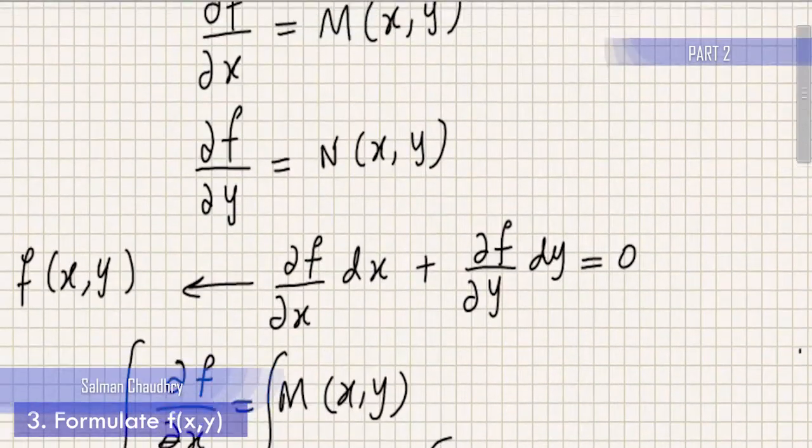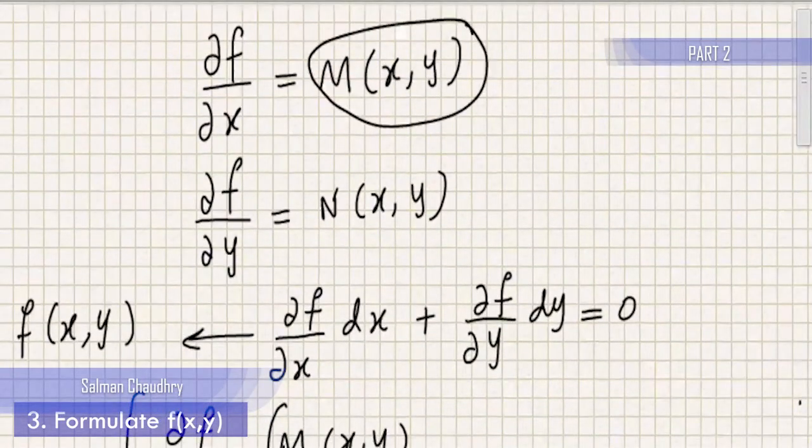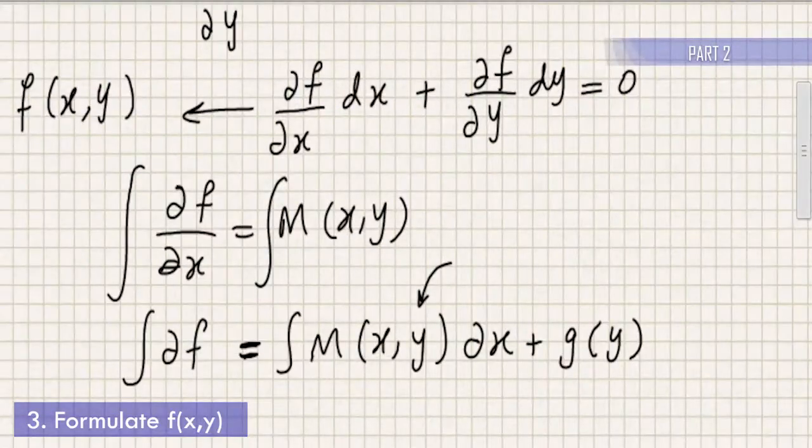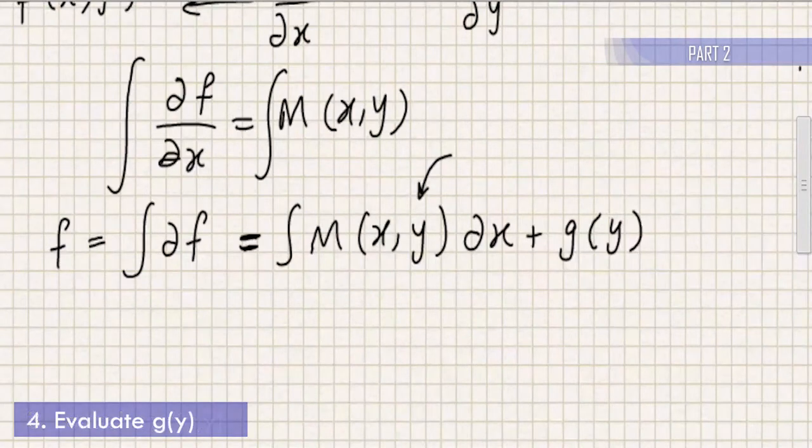So when we take M of x comma y and we integrate it with respect to x, we get the value of f. So on the left hand side we're going to get f, but this f is going to have an unknown function g of y inside of it. So we will need to retrieve the value of g of y for this value of f, or in other words, to complete this function f. How do we do that?